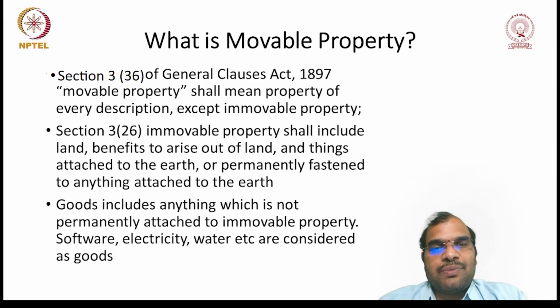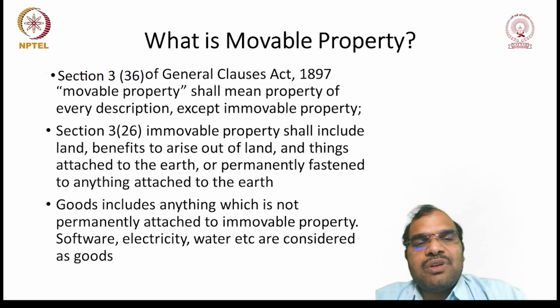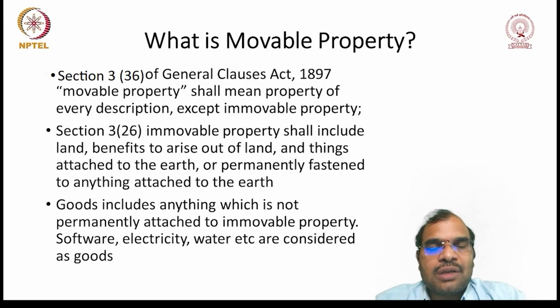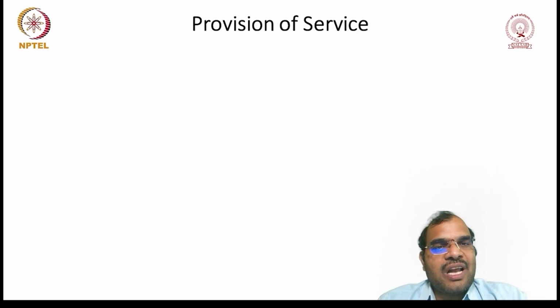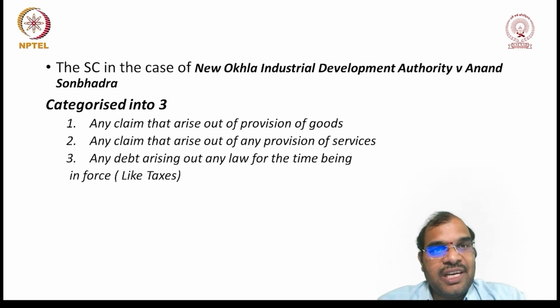So goods include anything which is not permanently attached to immovable property. Such a thing is considered to be goods. For example, software, electricity, water, because they can be moved from one place to another. Though you cannot see electricity, it can be transferred from one place to another. So they are considered to be goods within the meaning of the Sale of Goods Act. So the same definition we can take over here. And if you observe the previous slide, let us go to the previous slide.